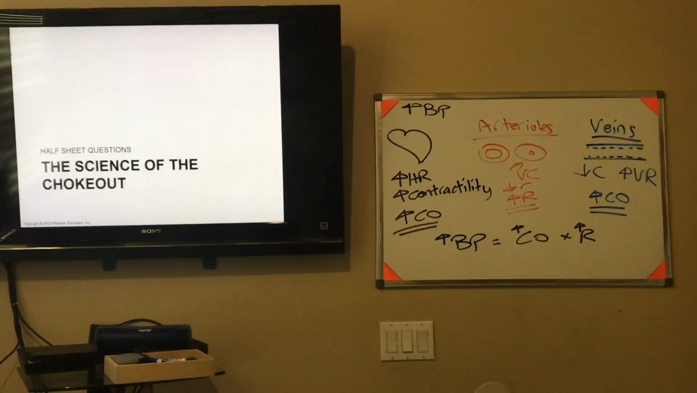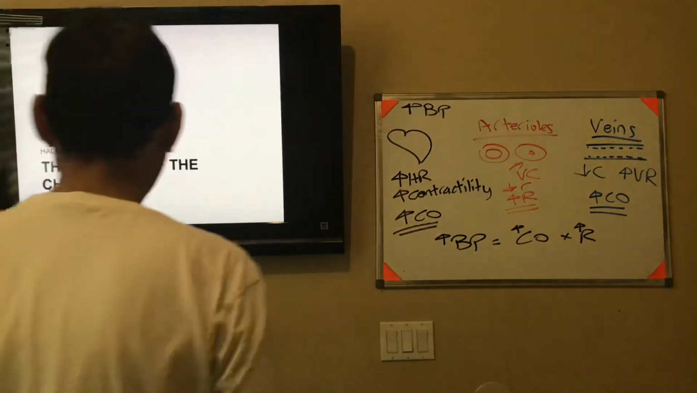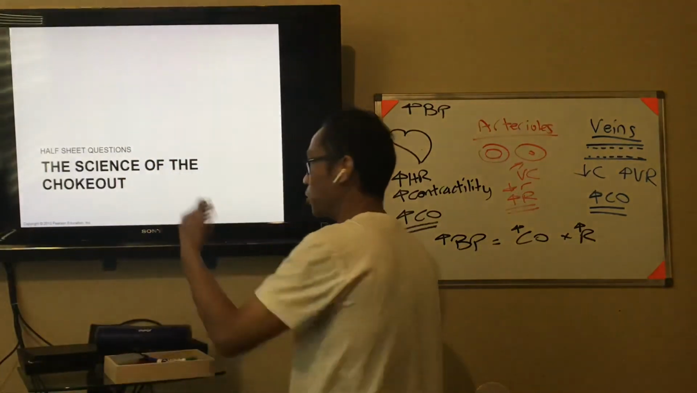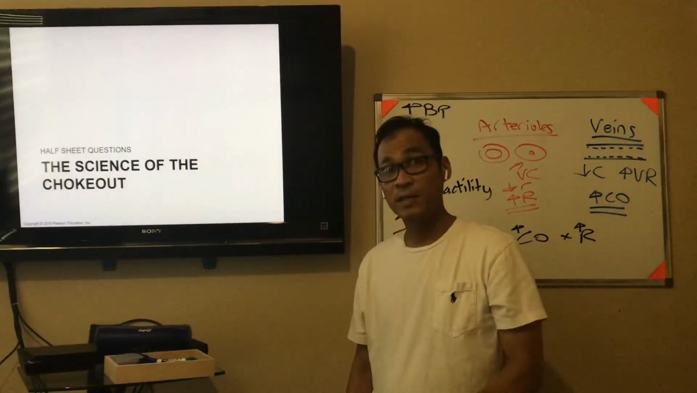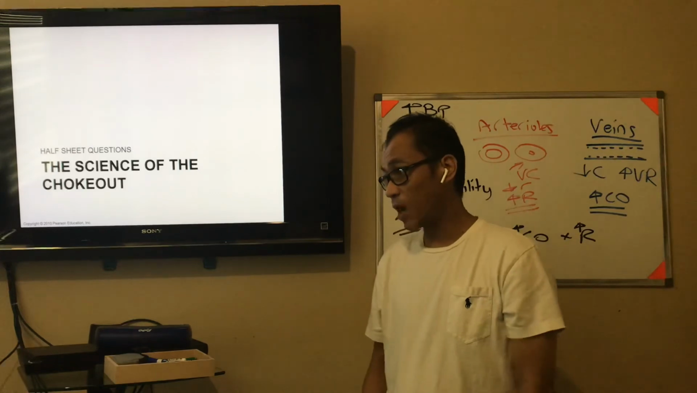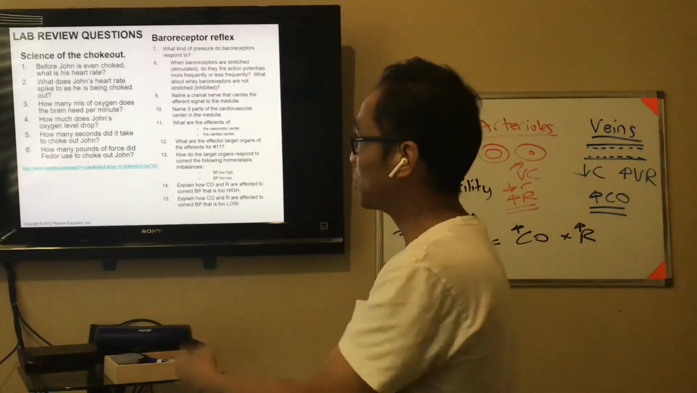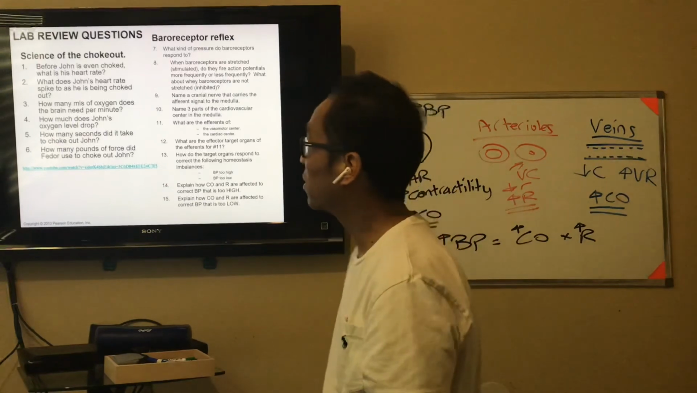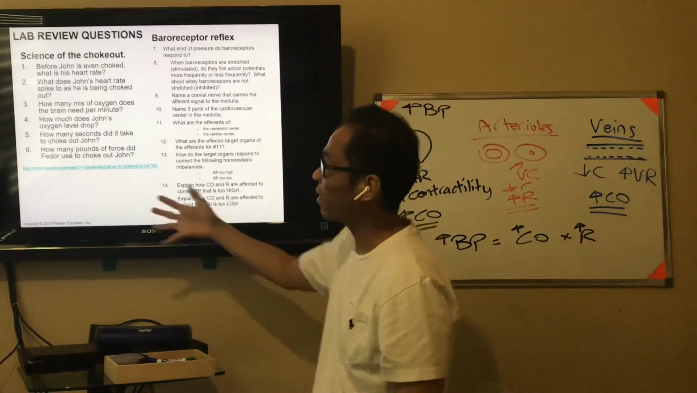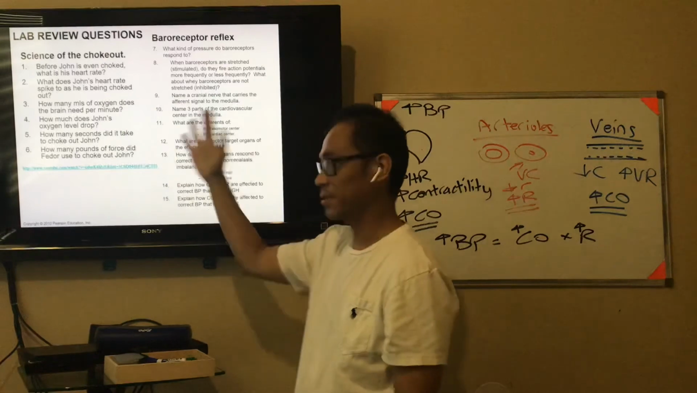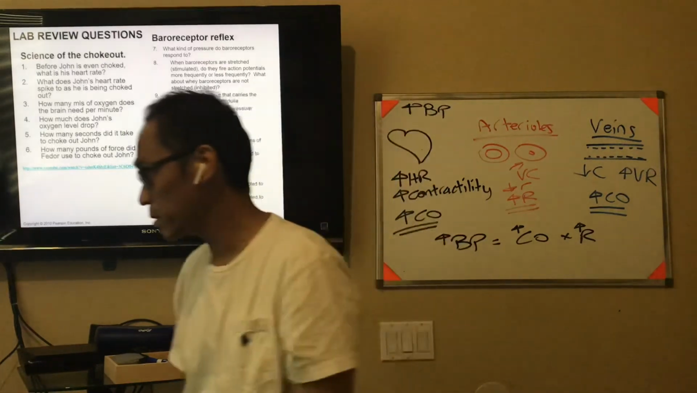Another thing that we can't do in the lab, even if we were meeting in the lab now, is choke each other out. But this has actually been done scientifically on a TV show I was watching. And here are some questions I usually ask in the lab about the baroreceptor reflex, as well as this video we're about to watch. So this is a good slide. Make sure you can answer these questions.